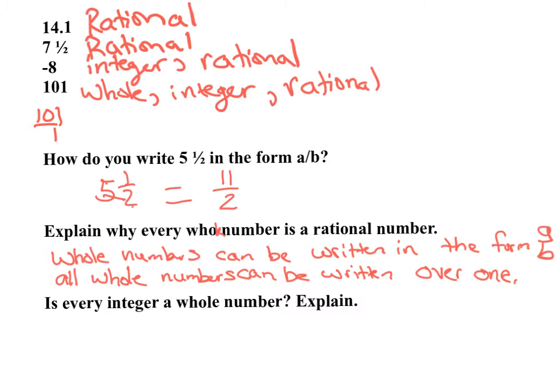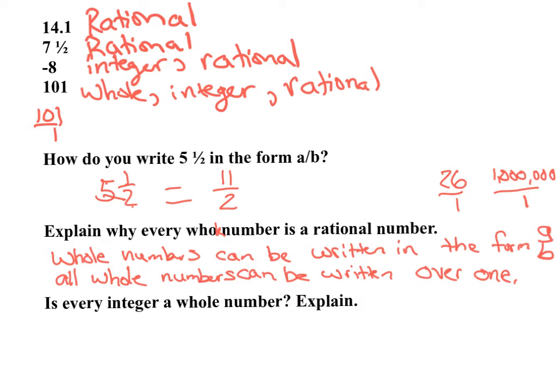Okay? So no matter what my whole number is, like if I have 26, I can make it a fraction by putting it over 1. If I have 1,000,000, I can still make it a fraction by putting it over 1. Every whole number is written as a fraction over 1.